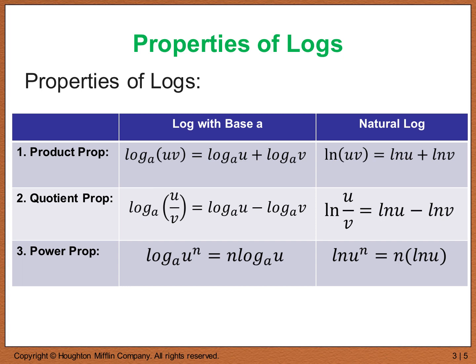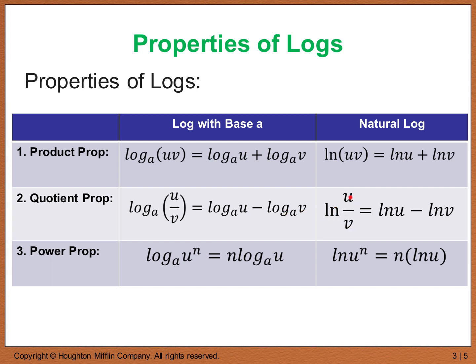Likewise, this works the exact same way with a natural log. So if you're taking the natural log of a product, you can break that up into the natural log of u plus the natural log of v. Now, when I'm doing division, or the quotient, if I have log base a of u divided by v, I can actually take that division problem and change it into a subtraction problem. So I'd get log base a of u minus log base a of v. Same thing with a natural log.